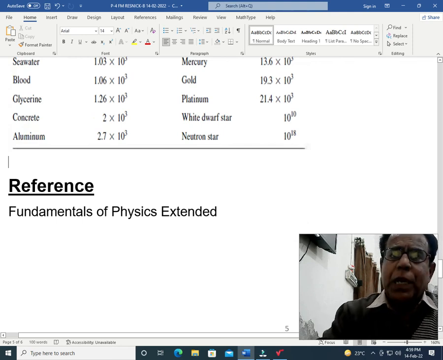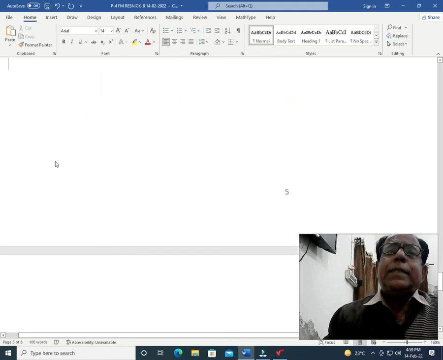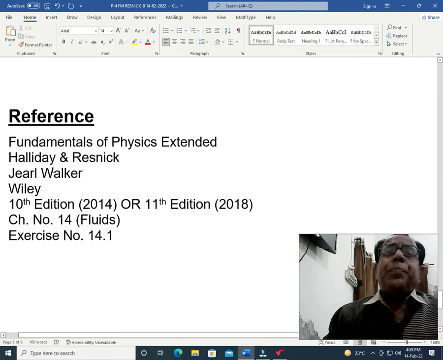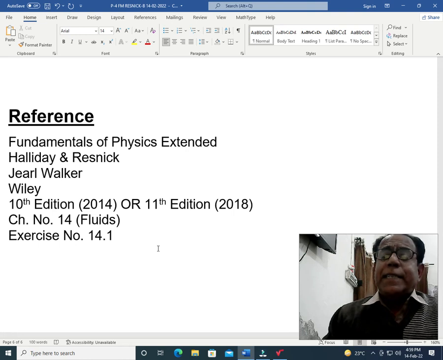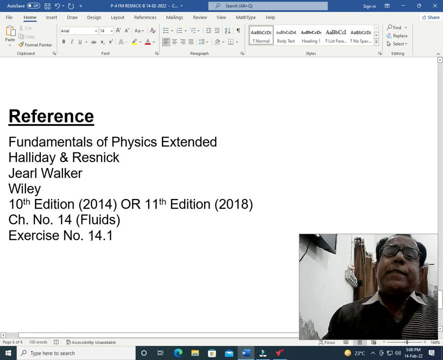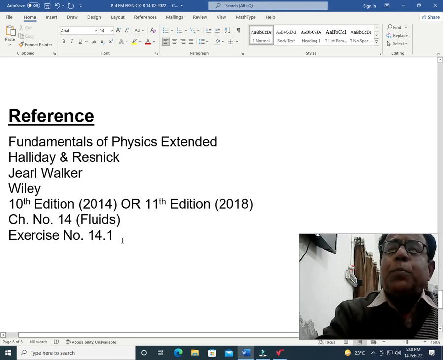We have discussed this table in our previous step. Now we come towards the reference book from where this problem has been chosen. Reference: Fundamentals of Physics Extended, Halliday, Resnick, and Walker. Its publisher is Wiley. Its 10th edition 2014 or 11th edition 2018 is being followed. Chapter number 14 under title Fluids is our concerned chapter, and this problem is the first exercise or first module of this chapter, that is exercise number 14.1, and this is the end of our module.